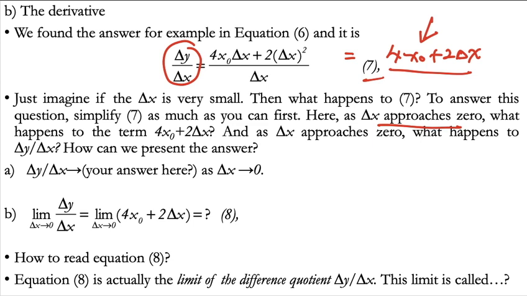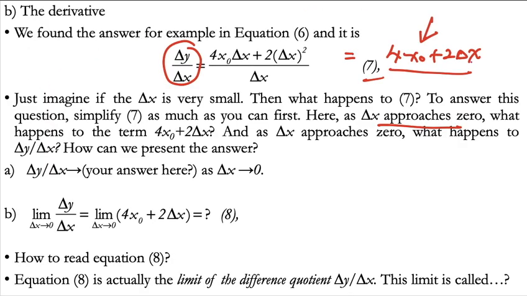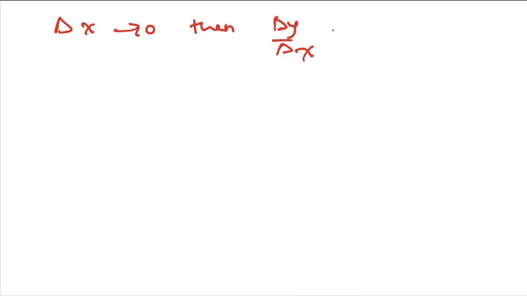So we know that as change in x approaches 0, then change in y over change in x becomes what here? Look at the answer here. If this one approaches 0, almost 0, okay, this one is not an equal sign, this one is a tilde sign instead of an equal sign, then change in y over change in x approaches 4x naught, isn't it?